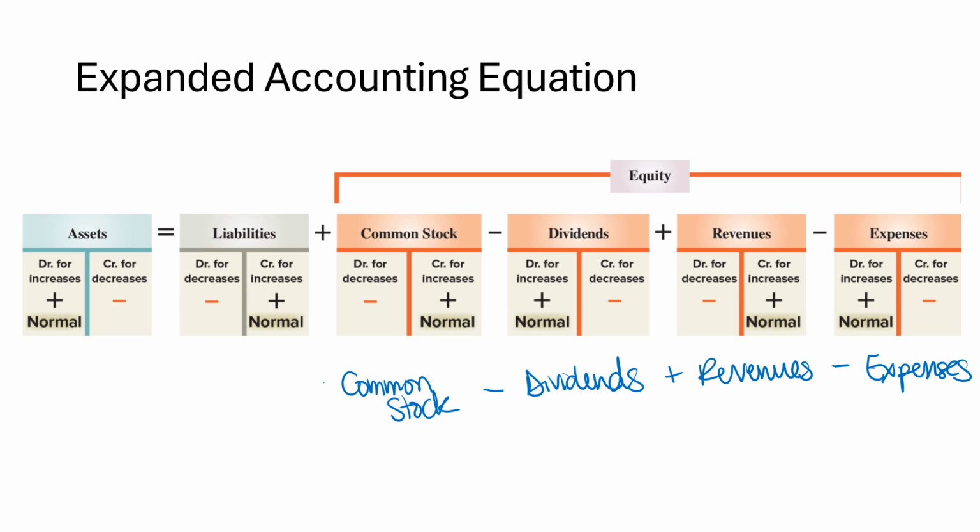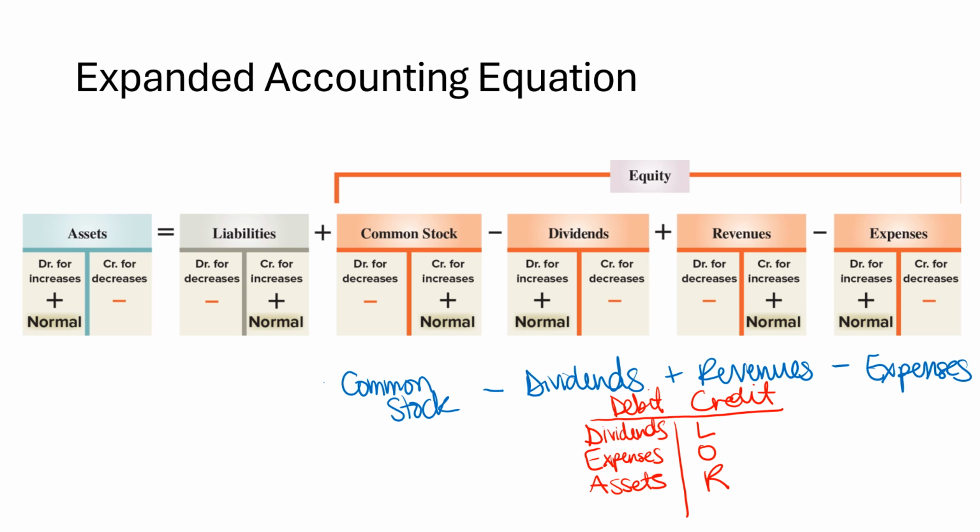So we can again draw our T account. That is our mnemonic of DEALOR. So we have debits on the left, credits on the right. Remember, it's DEALOR, D-E-A-L-O-R. When we fill in those blanks, on the debit side, D is for dividends, E is for expenses, A is for assets. On the right side, increased with a credit, will be L for liabilities, O for owner's equity, and R for revenues.